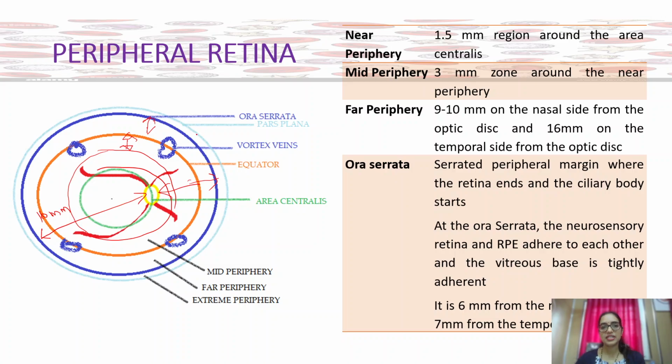Then is the ora serrata that marks the beginning of the ciliary body, and it is seen 6 mm from the nasal limbus from the outside. Okay, so 6 mm from the nasal limbus and 7 mm from the temporal limbus. So these are the landmarks for the peripheral retina.